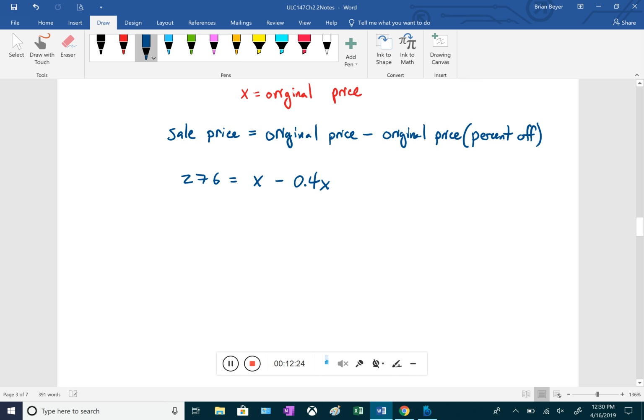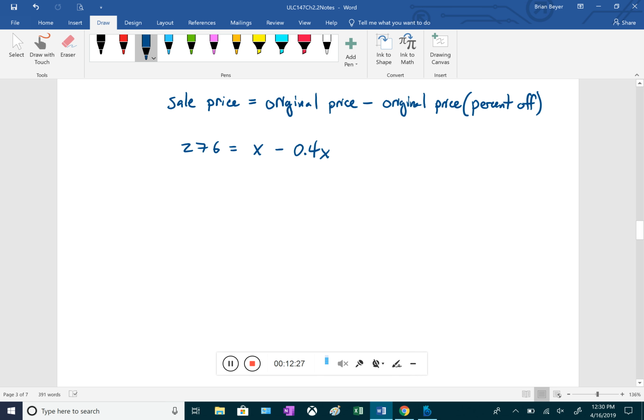Okay, so once you have this set up, all we have to do is solve this now. So this looks a little bit trickier than it is. X minus 0.4x, that is just 1 minus 0.4. These are like terms, so we can combine them. 1 minus 0.4 is 0.6. So this is going to be 276 equals 0.6x. So what we could do if we were using a calculator, you could divide both sides by 0.6.